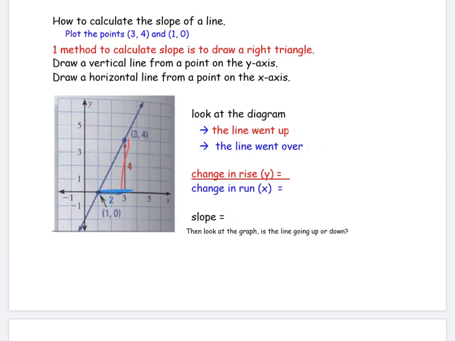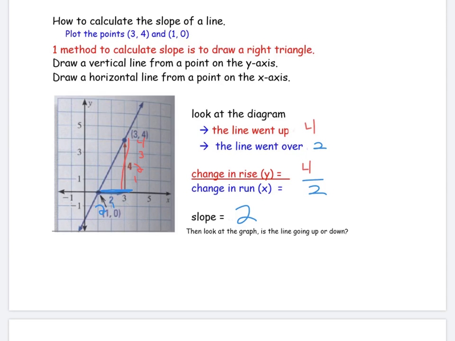So then I can count how many lines my graph went up and how many lines it went over. If I'm looking at how many lines it went up: 1, 2, 3, 4 lines. So my line went up 4 lines, so my change in rise or my change in y is 4. If we're looking at how far it went over: 1, 2. So the line went over 2 spaces, so my change in run or my change in x is 2. So my slope is 4 over 2, which simplifies to 2.